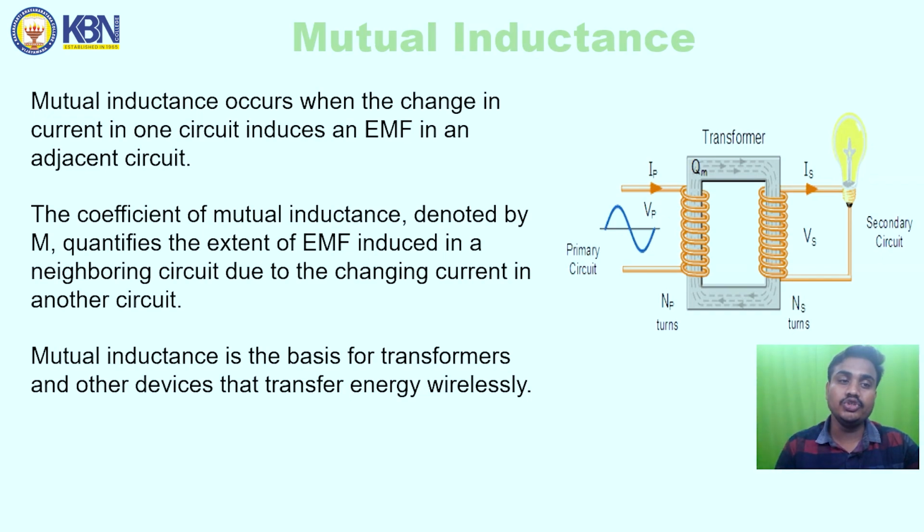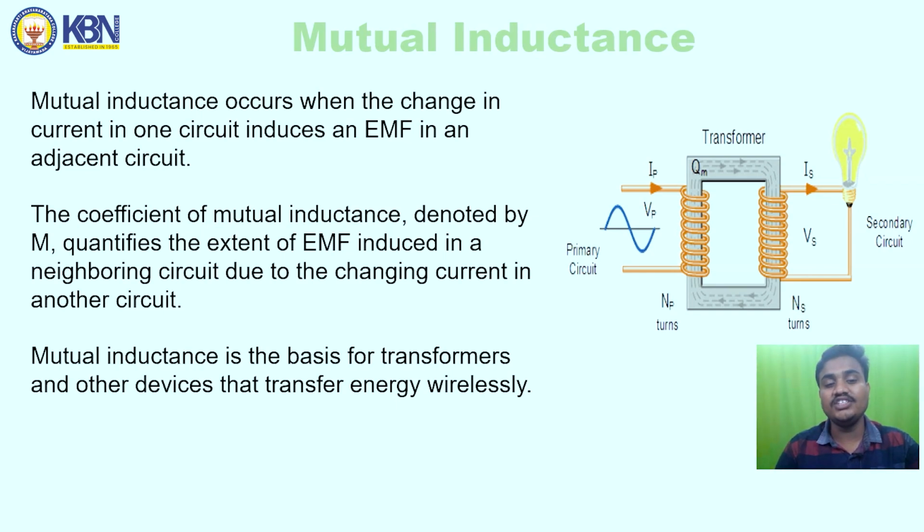Mutual inductance occurs when the change in current in one circuit induces an EMF in the adjacent circuit. Mutual inductance is observed in transformers as well. You can see in this diagram. As you know, there are two types of transformers, step up and step down transformers, based on the number of turns in the primary and secondary coils.